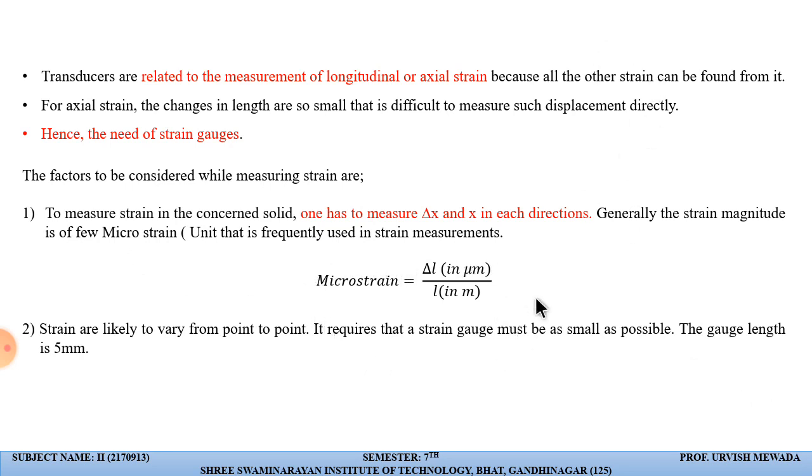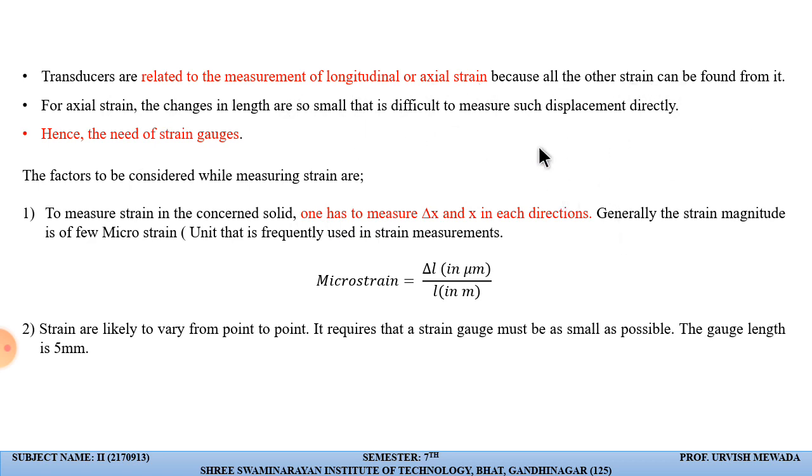Now generally transducers are related to the measurement of longitudinal or axial strain, because all the strains can be found from it. Means we can measure all the strains with the help of the transducer, but for axial strain, the change in length is involved. If we apply pressure to an object, it will not visibly expand, you cannot see that the dimension of the object has expanded, but that expansion is very small.